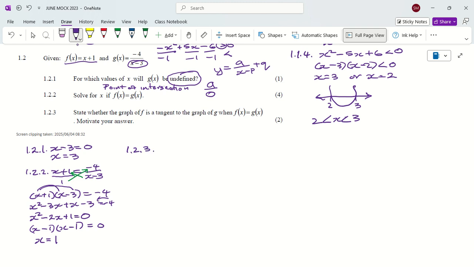1.2.3. State whether the graph of f is a tangent to the graph of g when f of x is equal to g of x. What do you think this question is asking?